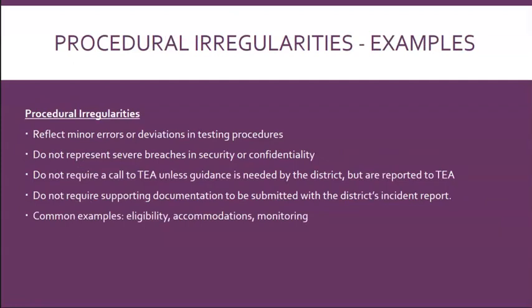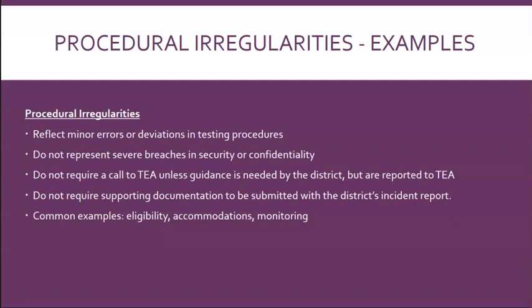So procedural irregularities. These are the ones that tend to happen more often. They are errors. We don't want them to happen, but sometimes they do, and we just have to learn from them and move forward. So a procedural irregularity is a reflection of a minor error or deviation from the test procedures. They are not severe breaches in security or confidentiality.